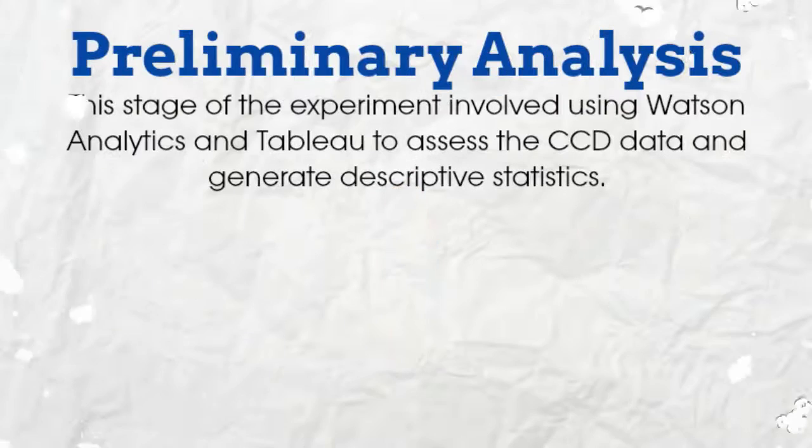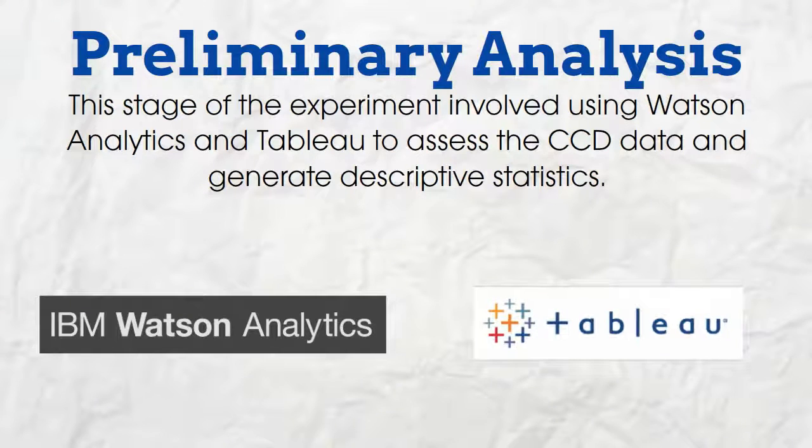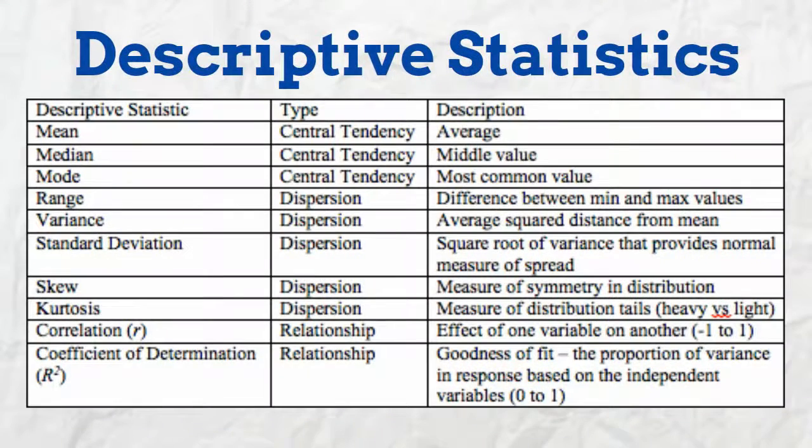Alright, now we're going to go over the preliminary analysis. This stage of the experiment involved using Watson Analytics and Tableau to assess the CCD data and generate descriptive statistics. Descriptive statistics describe the actual sample of data, and here I have a table where I list the common ones for central tendency, dispersion, and relationship.